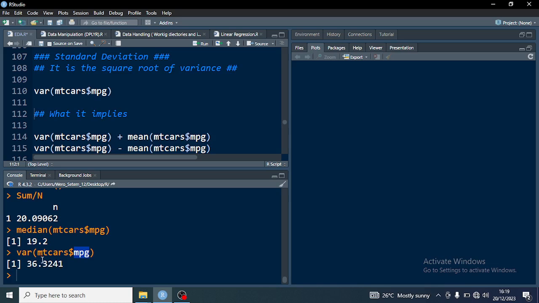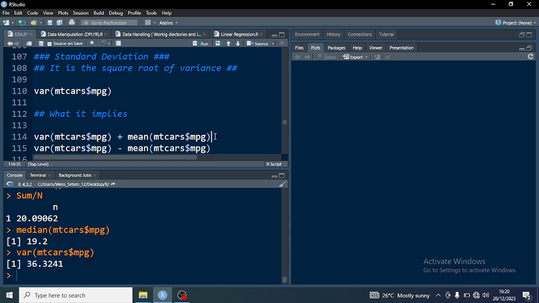This means that the MPG column in the mtcars data frame deviates by this value. It can deviate positively from this value, or it can deviate negatively from this value. So this is what it means. It can deviate positively, which means you add this value, or you can subtract this value.